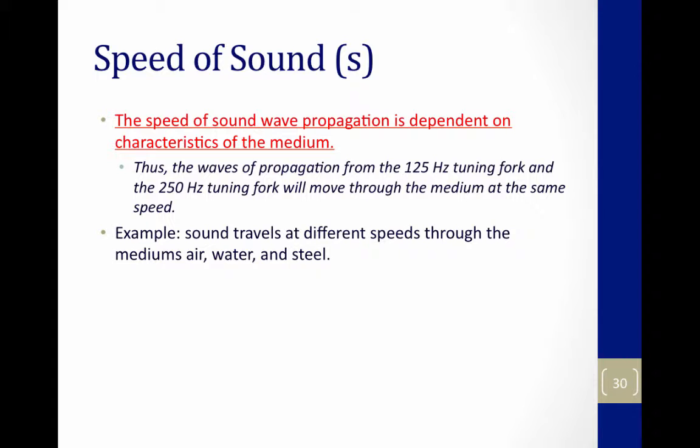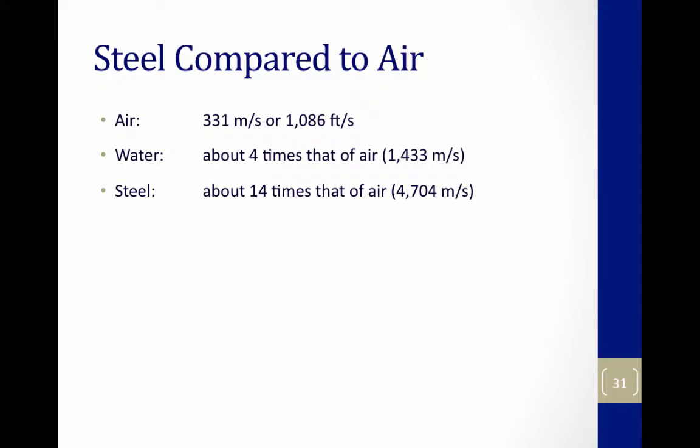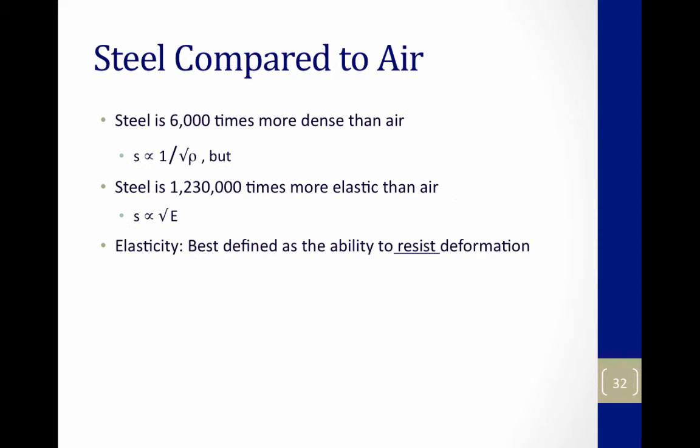Now, the speed at which the sound is propagated depends on the characteristics of the medium. So waves of 125 hertz and 250 hertz traveling through the same medium are going to travel at the same speed. And what's the medium that we use most often? Air. So air, 331 meters per second. Then there's water. Sound moves about 4 times as fast. And steel, 14 times as fast.